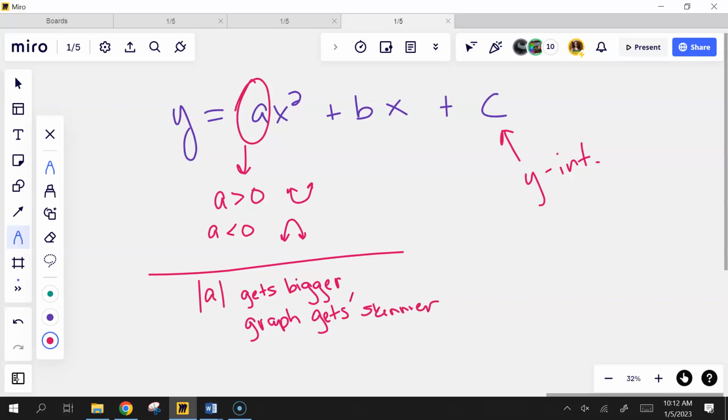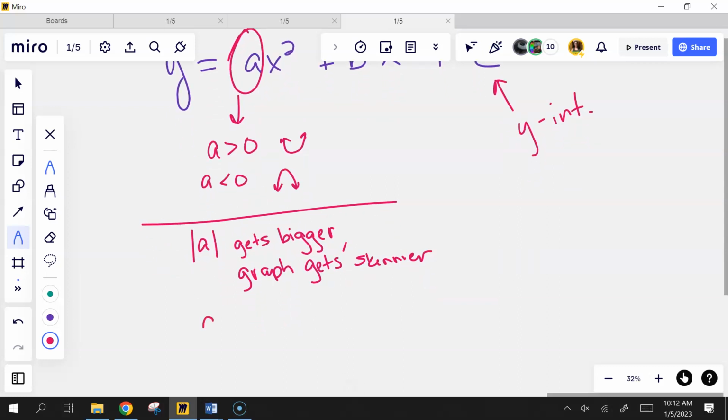So it's kind of the opposite of what you think it would do. If I had a really big A out front, like a 250 out front, that's going to be a really, really thin graph. But as the absolute value of A gets smaller, now I'm saying getting smaller, but I'm not talking about negative numbers. So what exactly am I talking about?